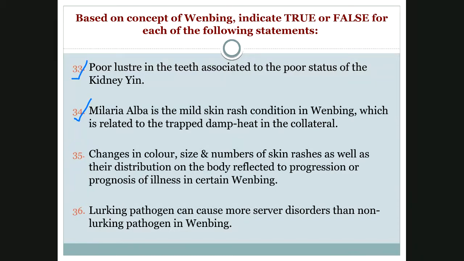35. Changes in the color, size, and numbers of skin rashes, as well as their distributions on the body, reflect the progression or prognosis of illness in certain Wenbing patients. So this is the correct one.